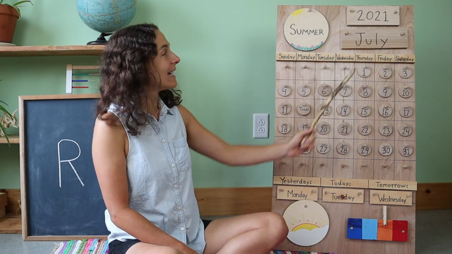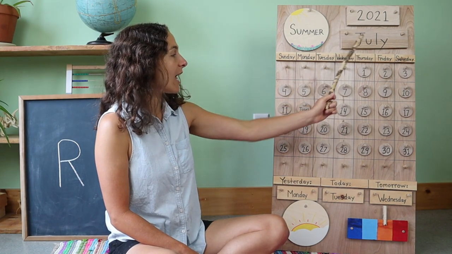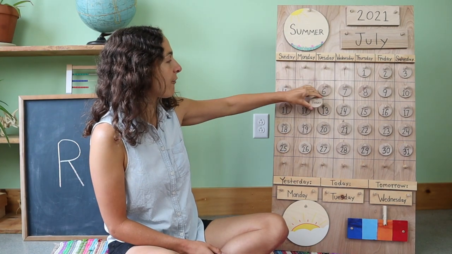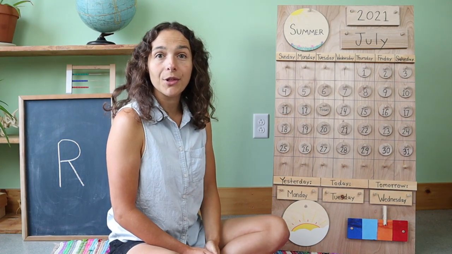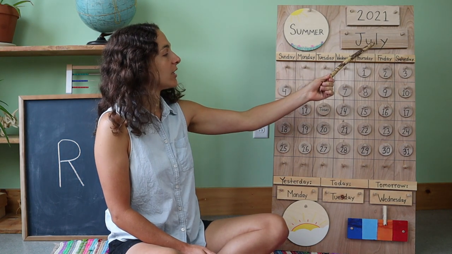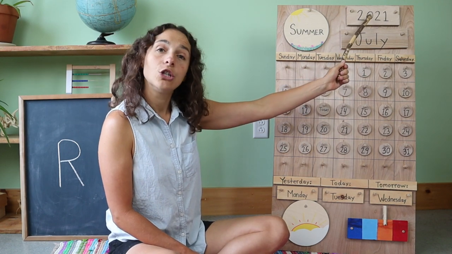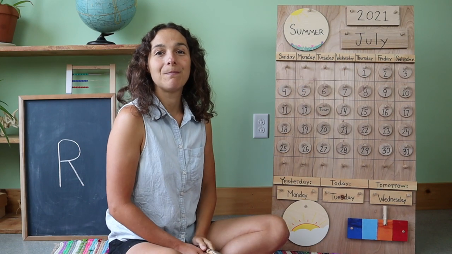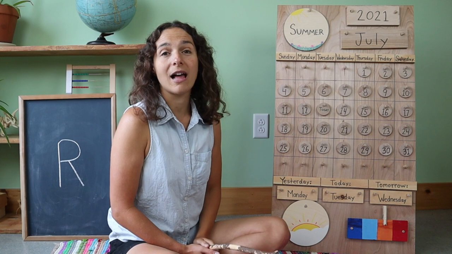July. You're right. The month is July. And today is July 13th. So let's move the chip over from yesterday. Yesterday was July 12th. And today is July 13th. And the year is 2021. I wonder how many days we've had so far in the month of July.